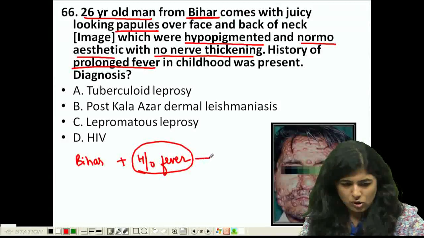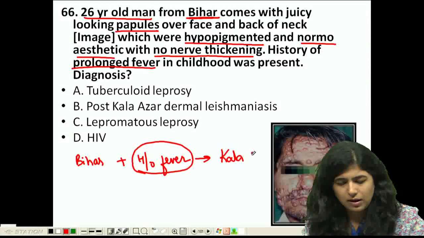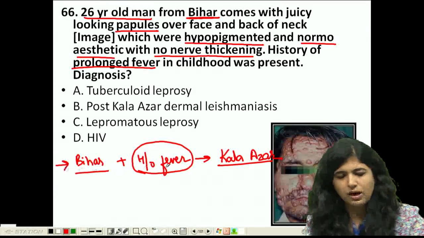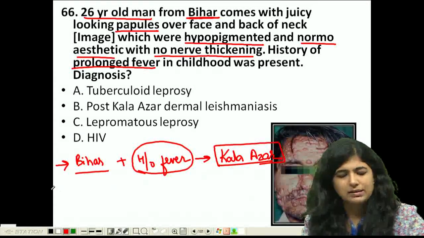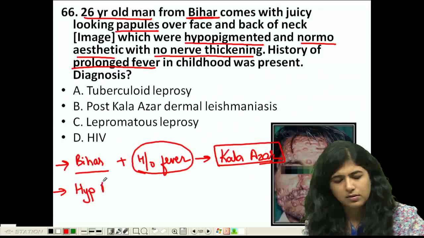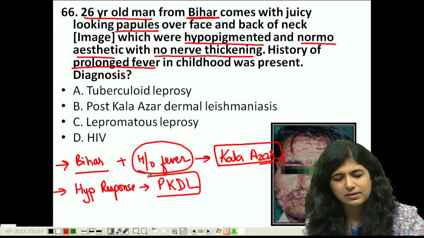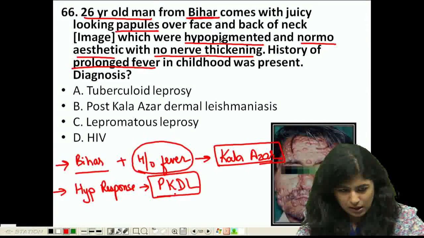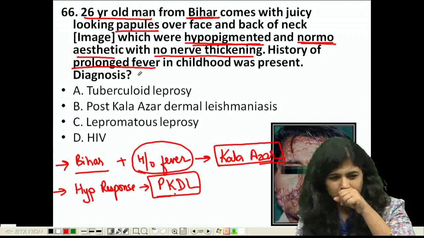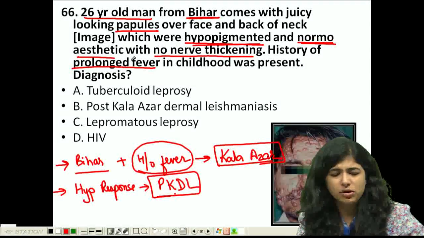This is actually talking about Kala Azar. History of prolonged fever. Residents of Bihar is talking about Kala Azar. And sometime later in life, patient can have this hypersensitivity response. Which is your post-Kala Azar dermal leishmaniasis. Here you have these typical hyperpigmented lesions and these papules and nodules.